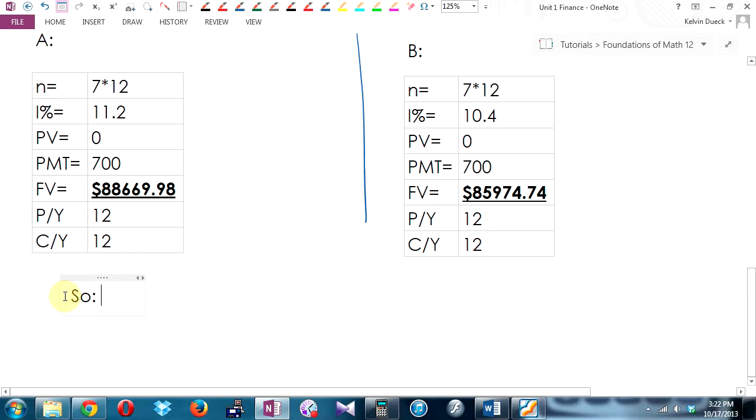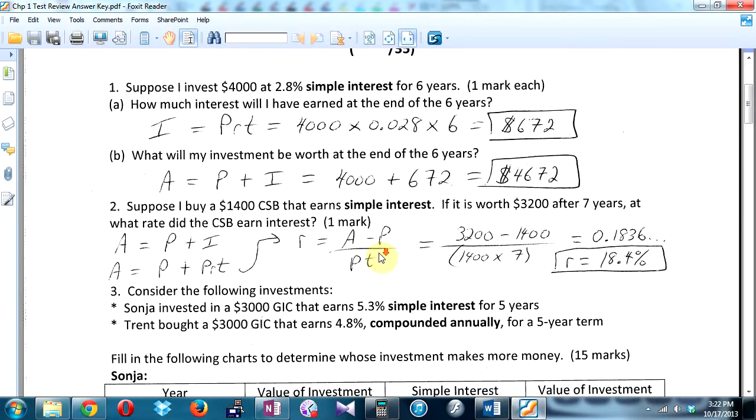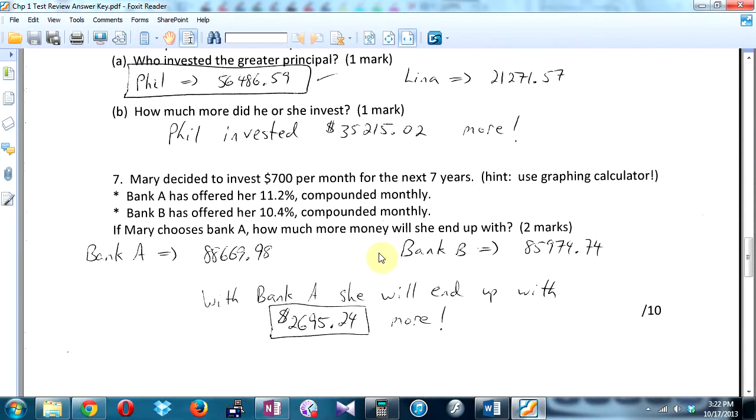So it's going to be 88,669.98 take away 85,974.74. I think, hopefully, $2,695.24. Is that what my answer key says? Yes, 2,695.24. Okay. Thumbs up, I think, yep.